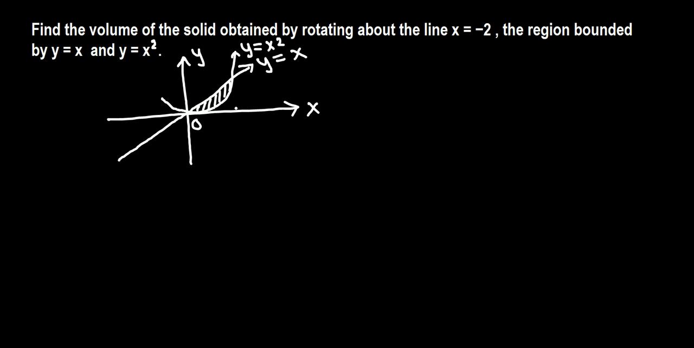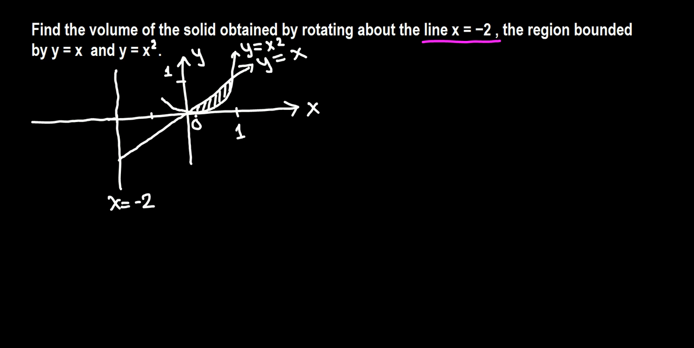And how about here? What is this? x and x squared are equal when x equals 1, and this one is also y equals x, so this is also 1. So we are rotating this shaded region about the line x equals -2. Let's draw that line at -1, -2. So here's the line x equals -2, and we want to revolve the region about this.